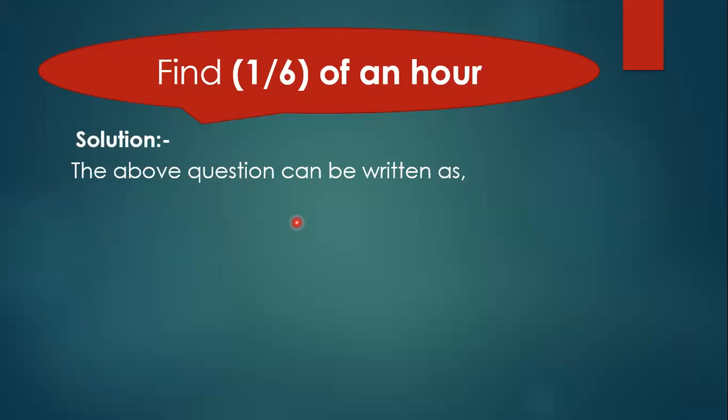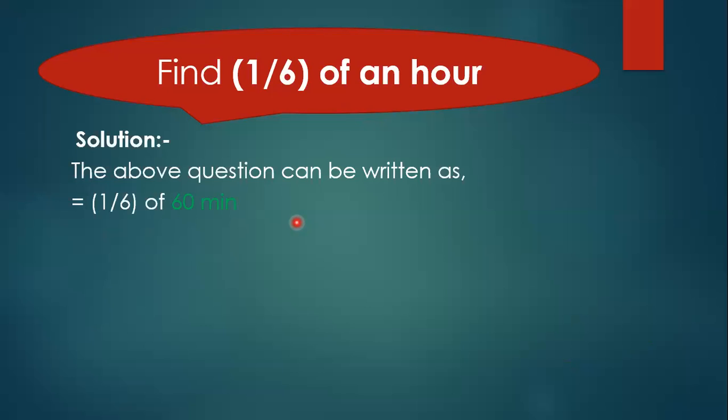Next we have 1 by 6 of an hour. Basically, they want us to multiply: 1 by 6 of means multiply an hour. Now what is an hour? Can I change 1 hour into something? An hour can be written as 60 minutes.